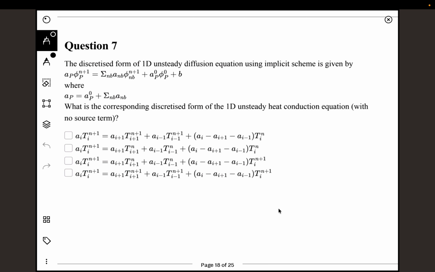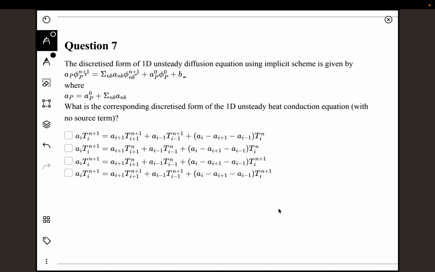The discretized form of 1D unsteady diffusion equation using an implicit scheme is given by phi P n plus 1 equals sigma a_nb phi_nb n plus 1 plus a_P naught phi_P naught plus b. You can see both terms have n plus 1. So this is an implicit scheme where a_P is a_P naught plus sigma a_nb. What is the corresponding discretized form of the 1D unsteady heat conduction equation with no source term? This is actually given to us directly from this equation.